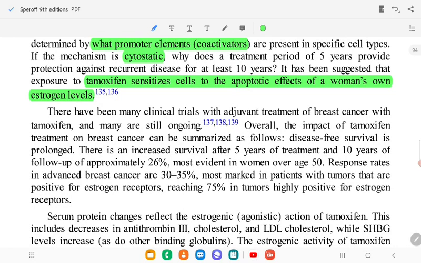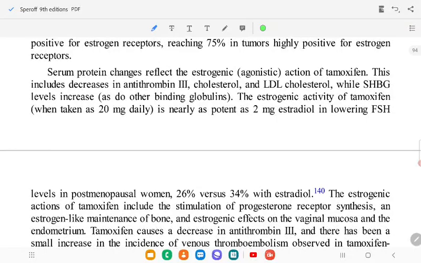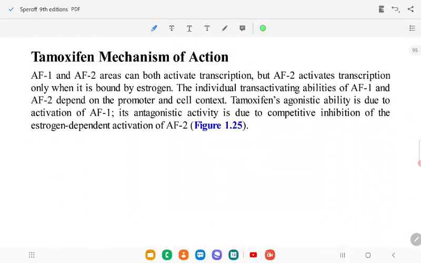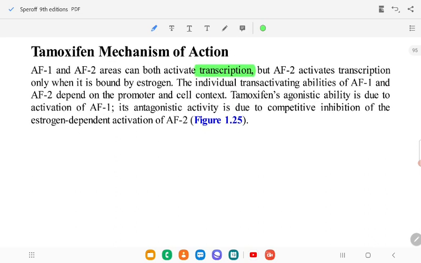The impact of tamoxifen on breast cancer can be summarized as follows: clinical survival rate prolonged, increased disease-free survival, with increased survival at 5 years and 10 years of follow-up by 26%. And the serum protein receptor agonist. Tamoxifen mechanism of action: both activate transcription.